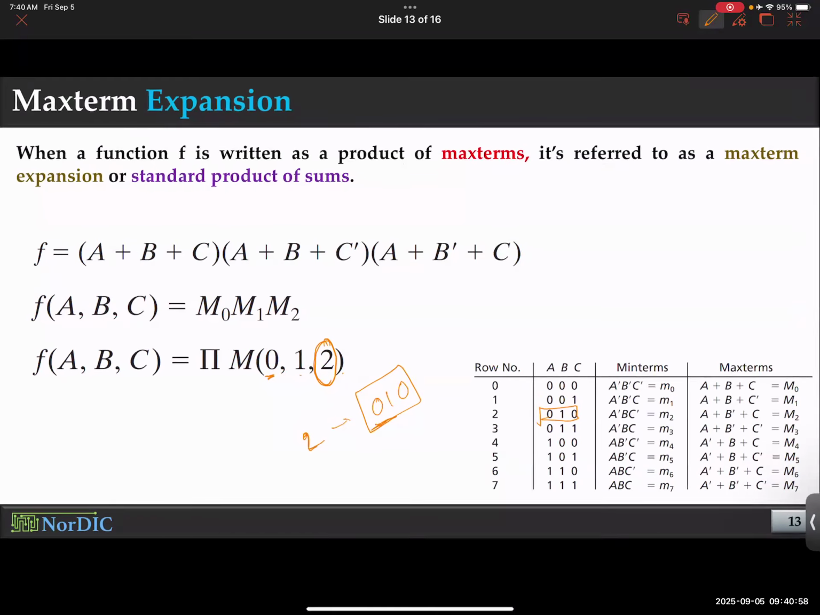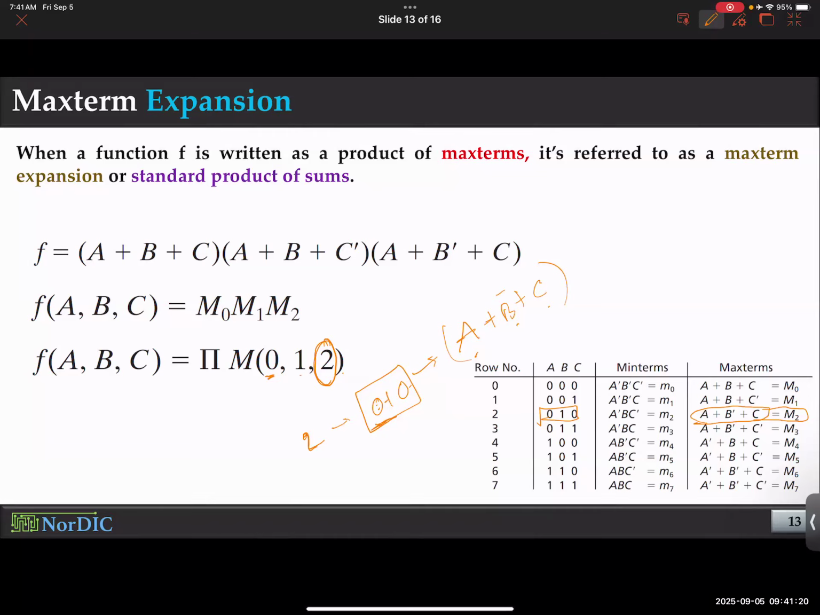And all you have to do is just use this and express that using the inputs, which are A, B, and C. So for 0, you have A. For 1, you have B prime. For 0, you have C again. So there you go. A plus B prime plus C. And notice A plus B prime plus C is your second max term.